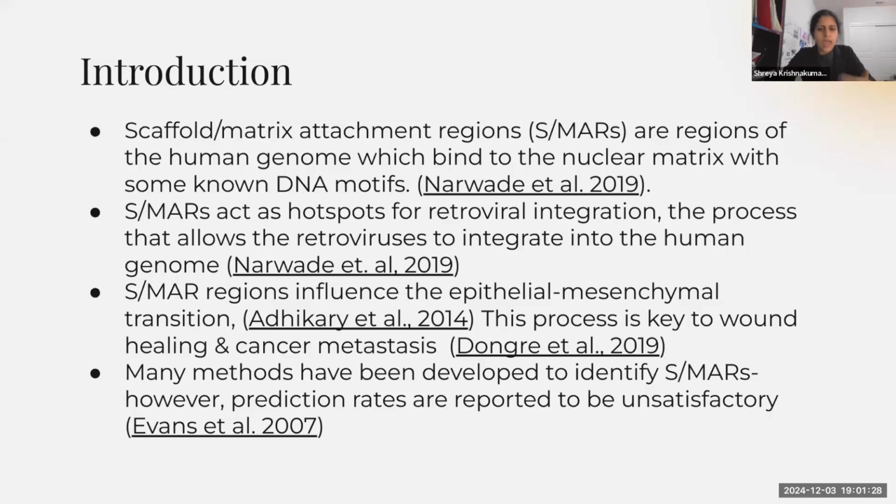They're responsible for structural and functional organization of chromatin into different groups. And SMARs also act as hotspots for retroviral integration, which is the process that retroviruses like HIV use in order to reproduce within a human, which is one of the reasons why understanding more about it is important. Additionally, SMARs are also important to multiple metastatic processes, including the epithelial mesenchymal transition, a process vital to wound healing, but also to metastasization within cancers, which is why researchers need to know more about SMARs.